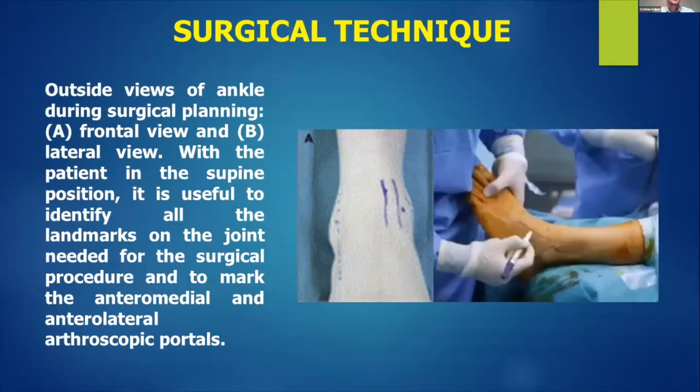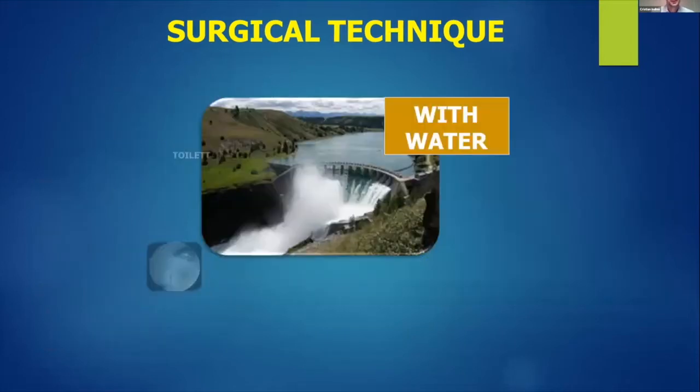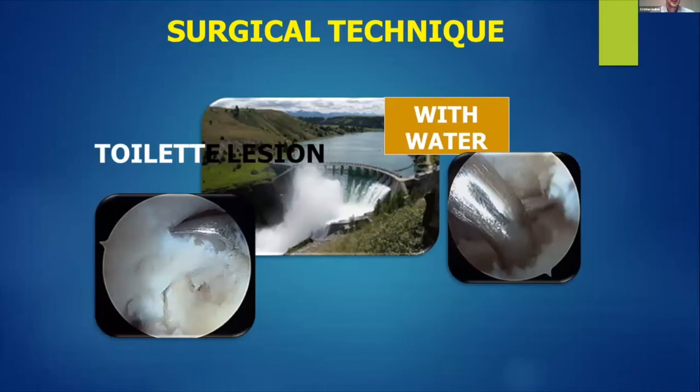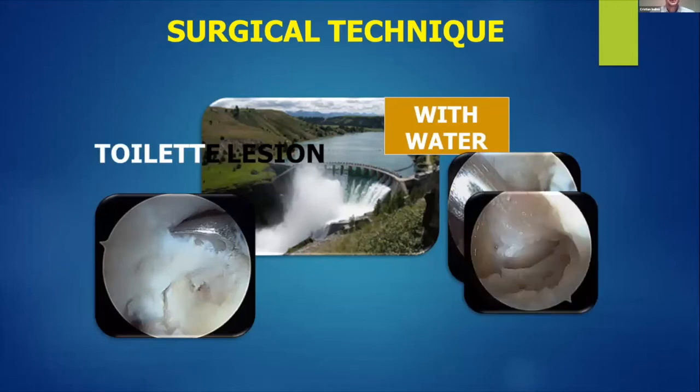Our technique consists of a classical anterior arthroscopy through the traditional anteromedial and anterolateral portals. You can mark your landmarks on the skin before the surgery if you want. Then, during a first phase, a wet phase with water, the lesion is debrided with a curette, and the microfractures are performed on the subchondral bone.